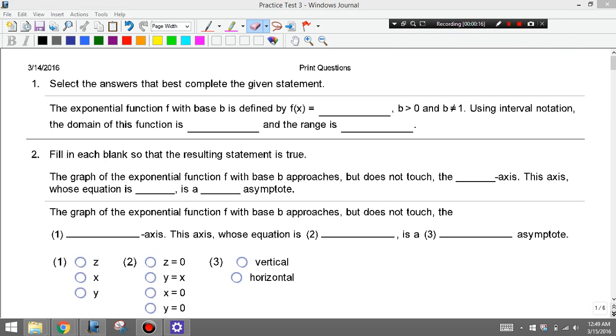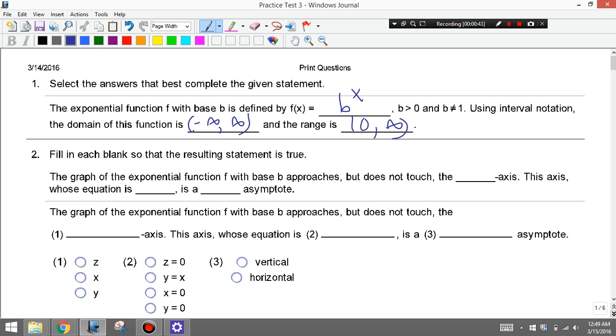The exponential function with base b is defined by, I'll use blue, b to the x. B is greater than 0 and b is not equal to 1. Using interval notation, the domain is the whole real line. And the range is 0 to infinity.